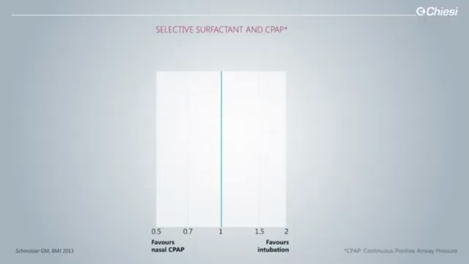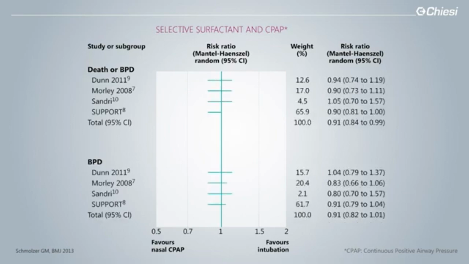A few years ago, there was a very nice meta-analysis in the British Medical Journal, meta-analyzing all the data about CPAP and surfactant, demonstrating that the early CPAP policy followed by selective surfactant administration is reducing BPD and/or mortality. If you look at these images here, you may see 2 babies.